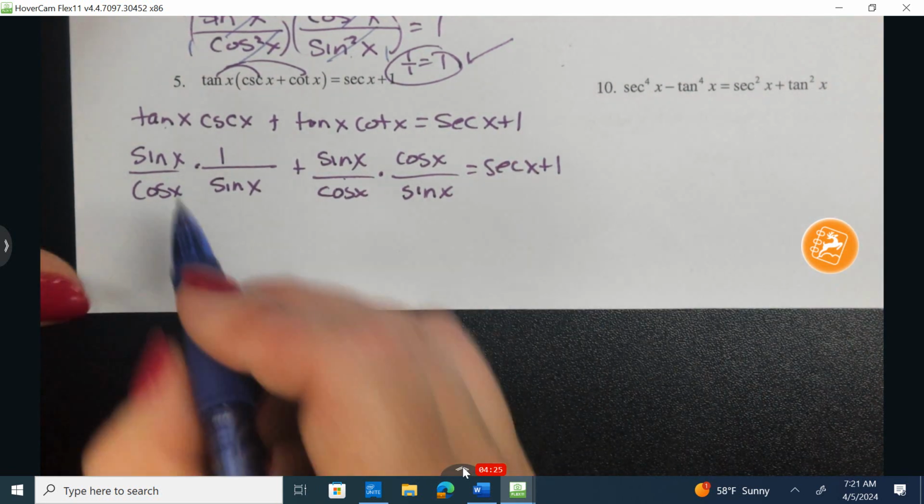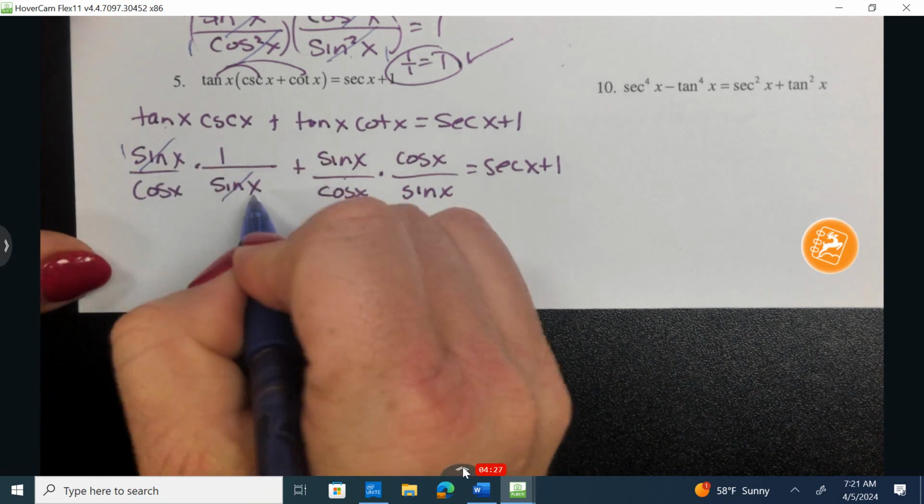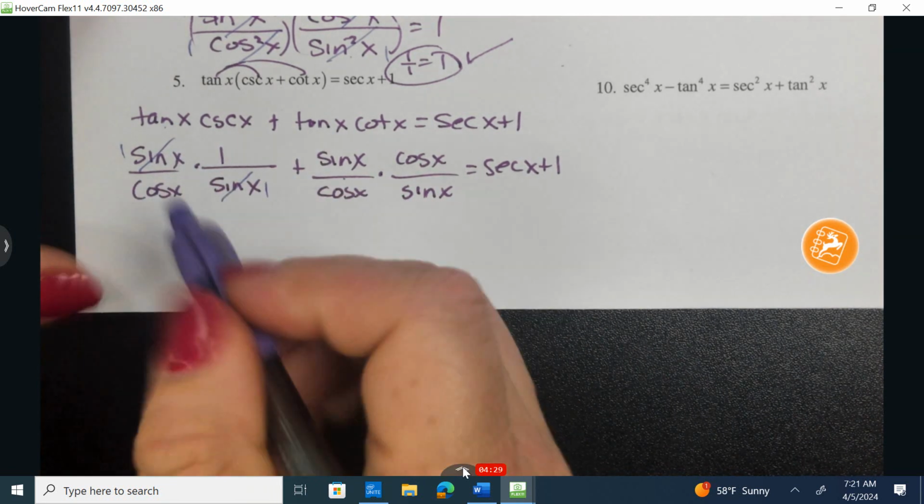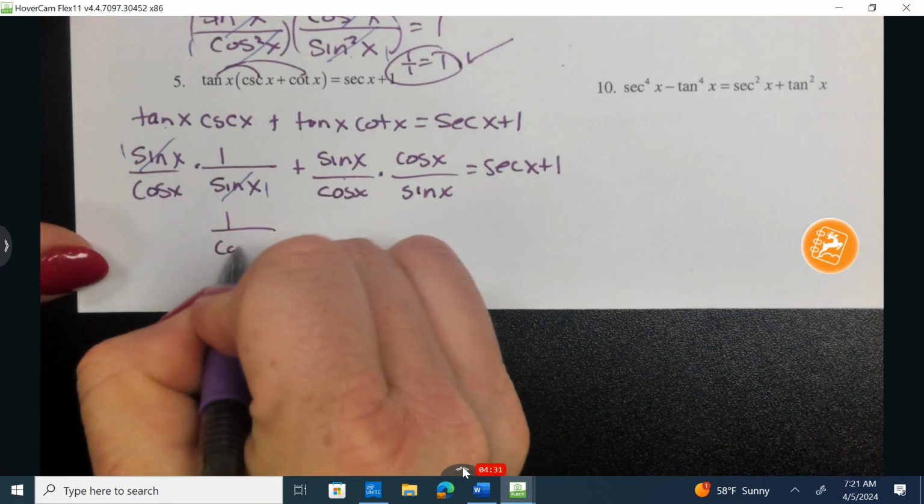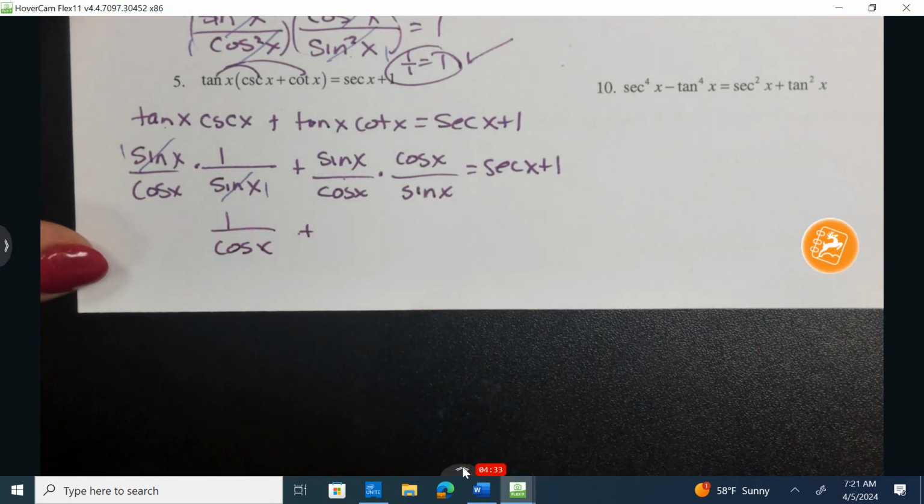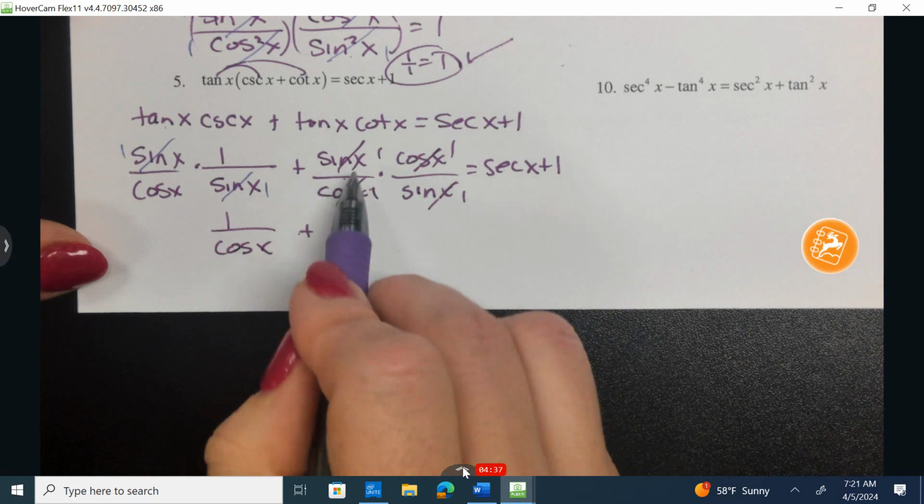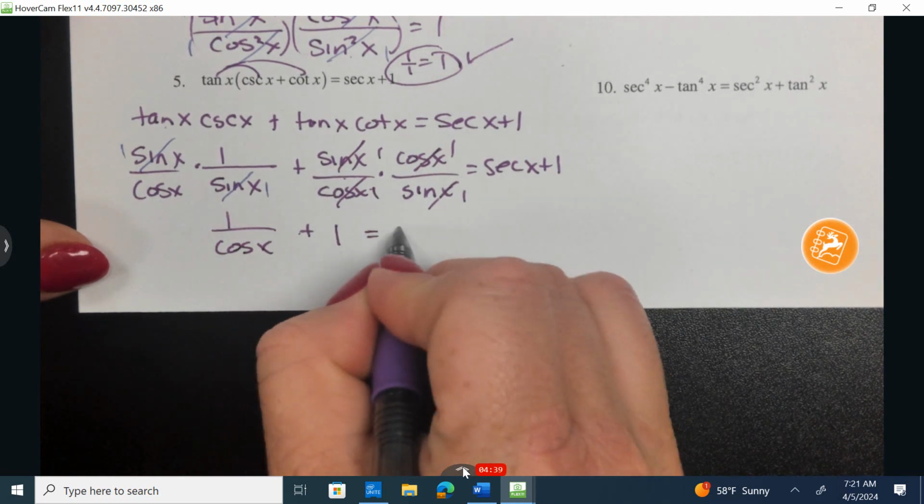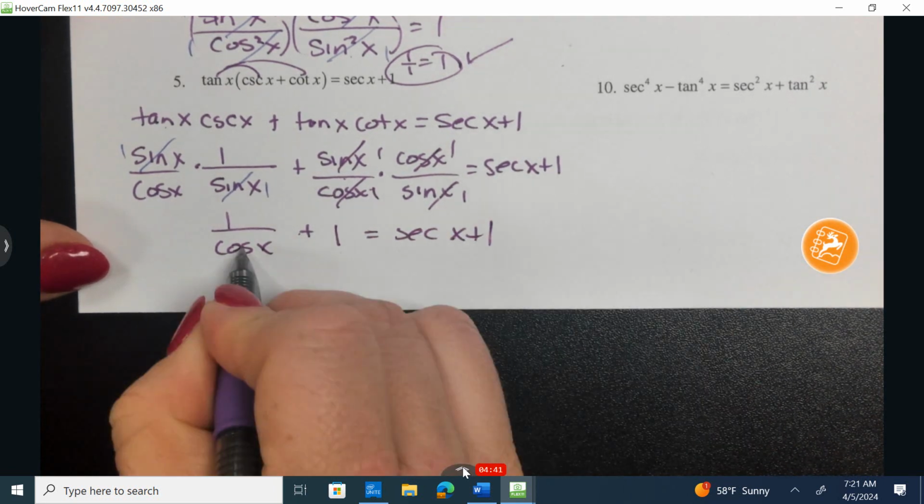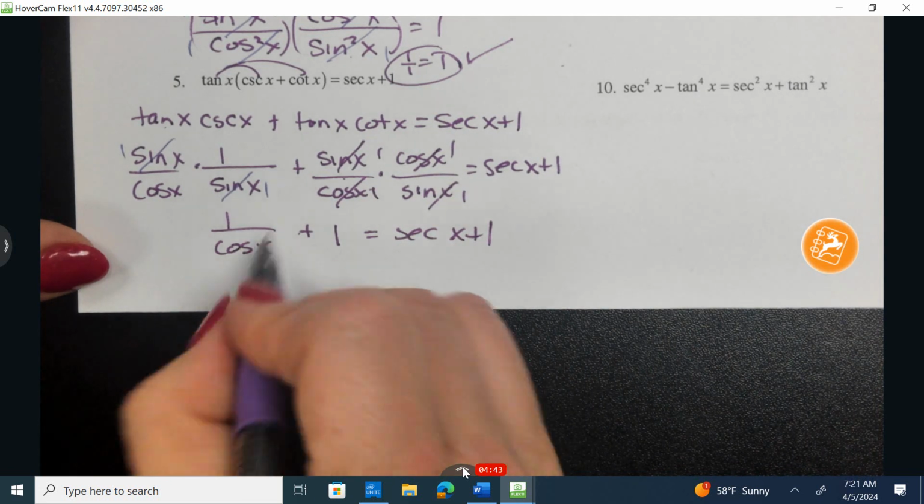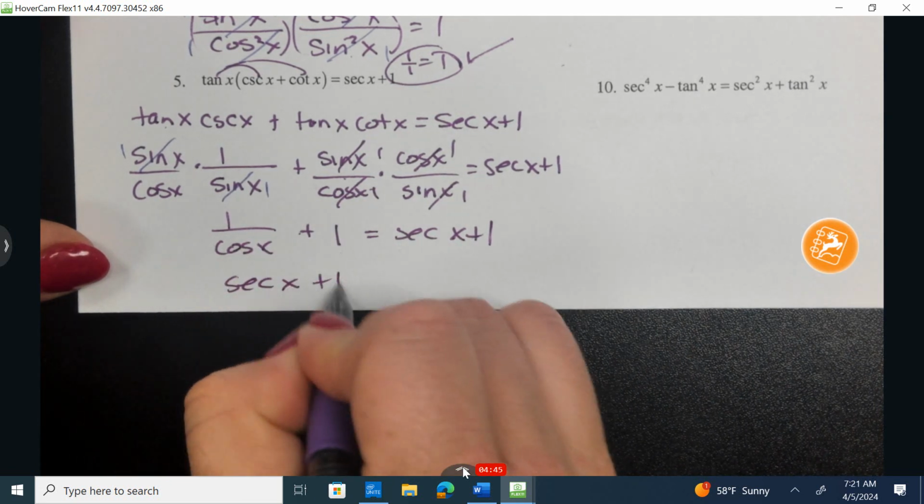On the left-hand side, the sines are going to simplify to 1. And I'm left with 1 over the cosine of x. Plus, now on the right-hand side, the sines simplify to 1, and the cosines simplify to 1. 1 divided by 1 is 1. Another way to write 1 over the cosine is the secant.